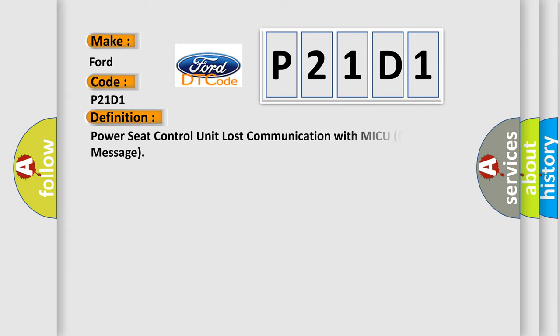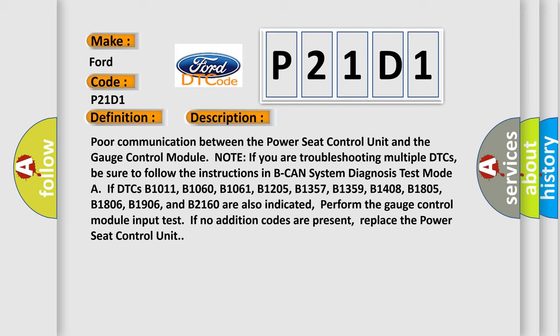The basic definition is: power seat control unit lost communication with MICU MIRRORSW message. And now this is a short description of this DTC code. Poor communication between the power seat control unit and the gauge control module. Note: if you are troubleshooting multiple DTCs, be sure to follow the instructions in B-CAN system diagnosis test mode A. If DTCs B1011, B1060, B1061, B1205, B1357, B1359, B1408, B1805, B1806, B1906, and B2160 are also indicated, perform the gauge control module input test. If no additional codes are present, replace the power seat control unit.